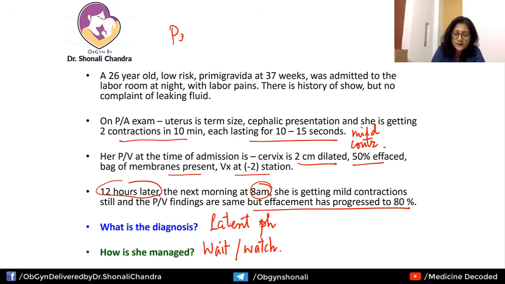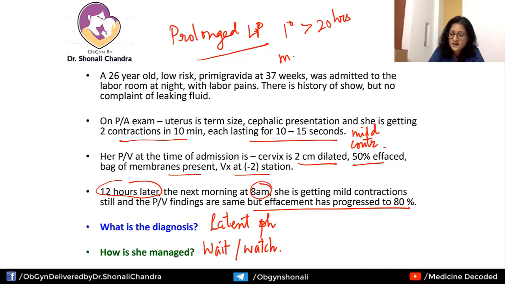So when do we call it a prolonged latent phase? We call it a prolonged latent phase when in primary gravidas, the duration has been more than 20 hours, and in multigravidas when the duration has been more than 14 hours, right? So unless those durations are crossed, we let her progress on her own. Wait and watch policy, we can give her rest, pain relief, sedation, that is all. Now, that is what has happened at 8 a.m.